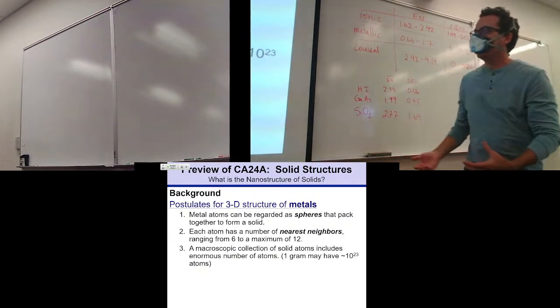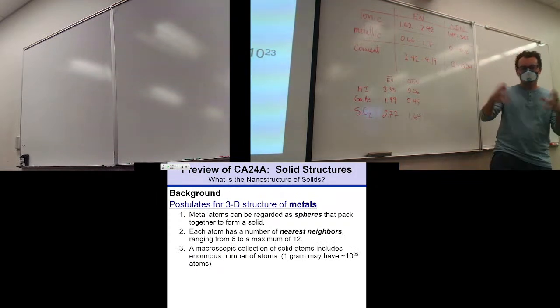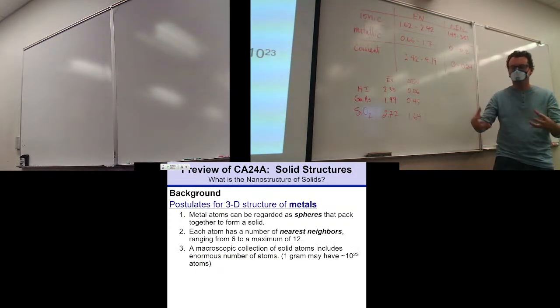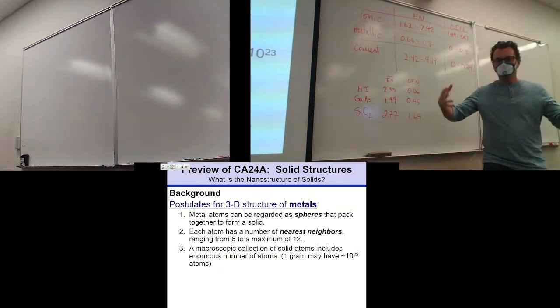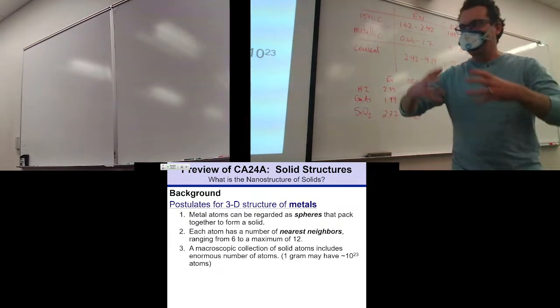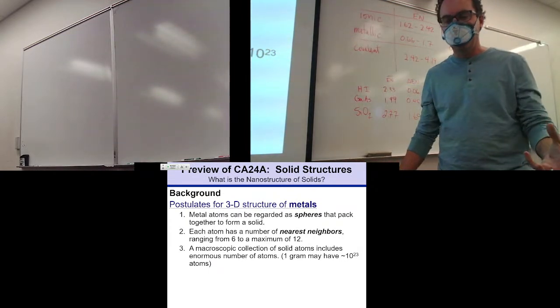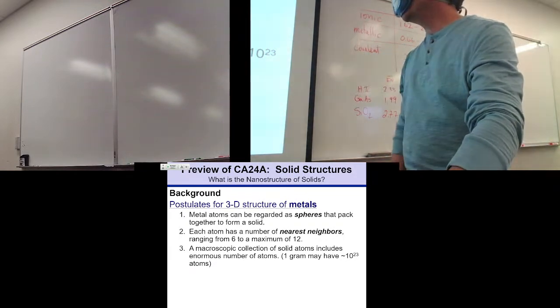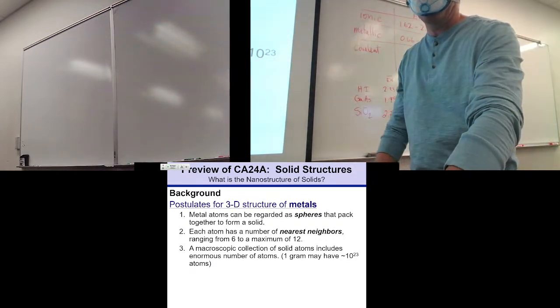You have to remember that even though we're talking about a couple atoms at a time, just to talk about the structure, these are macroscopic arrays. They extend for many, many atoms. 1 gram is going to have 10 to the 23 atoms.